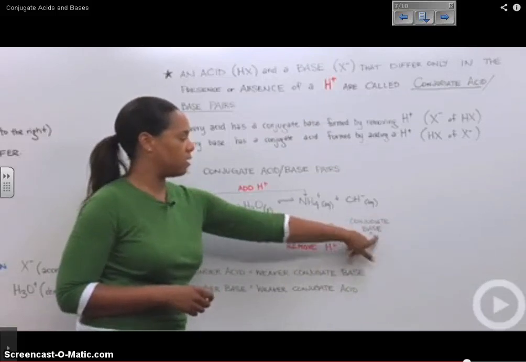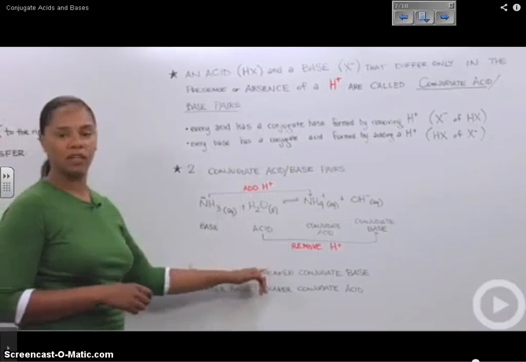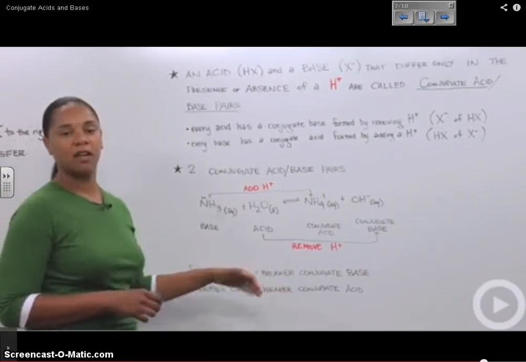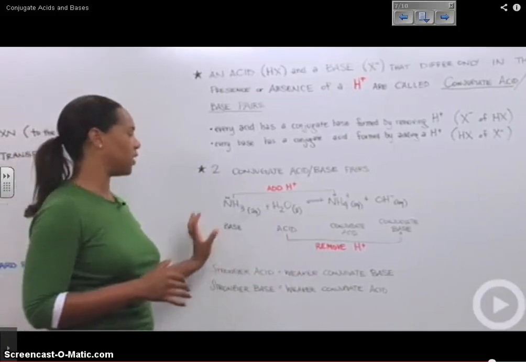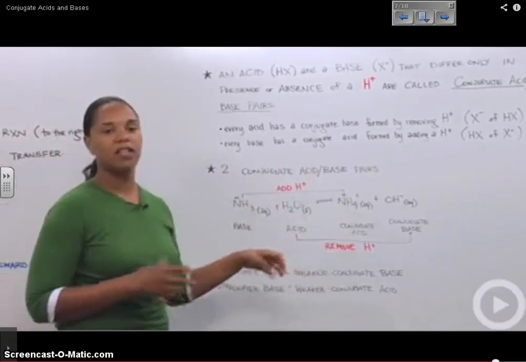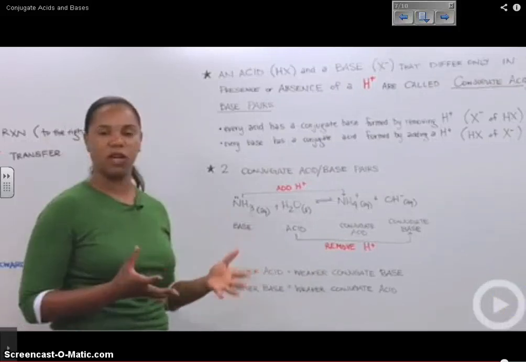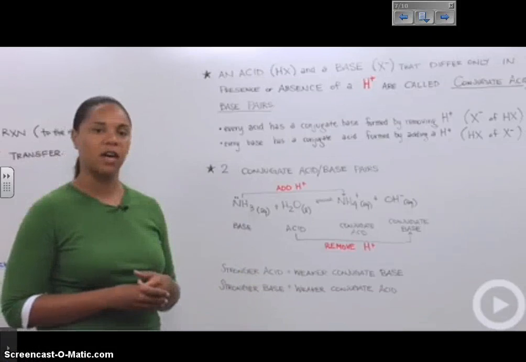And water is the acid in this case, so when the proton is removed, it becomes OH minus, the conjugate base. The stronger the acid, the weaker the conjugate base, and the stronger the base, the weaker the conjugate acid. If you think about that, it makes sense, because you can't have something being just as good at donating a proton as it is at receiving it. Otherwise, your system would kind of fall apart. And that's the basis of acid-base conjugate pairs.